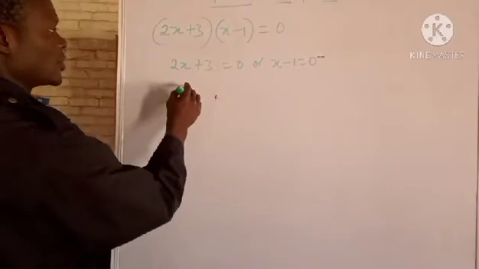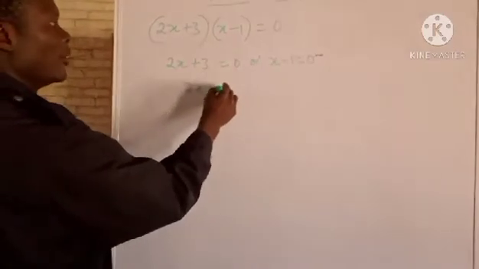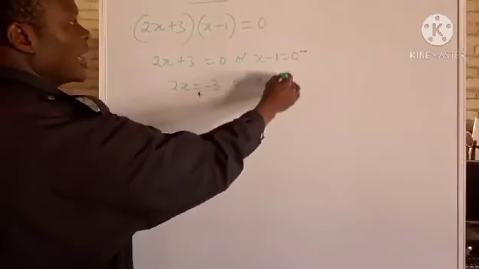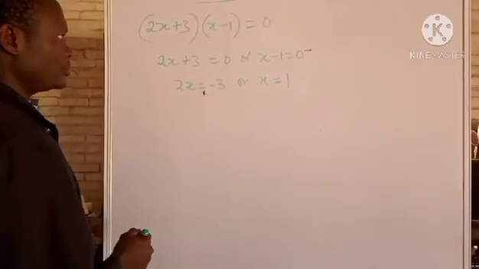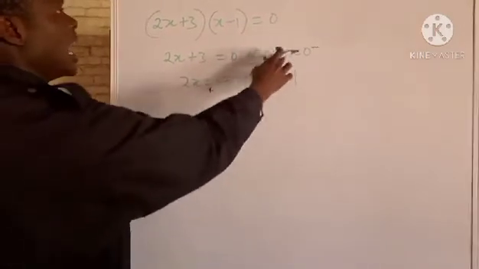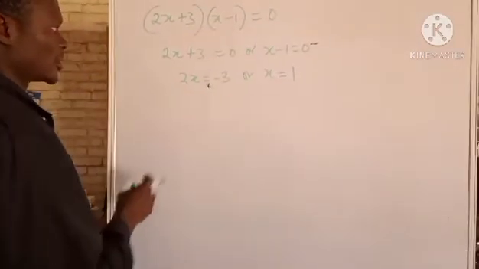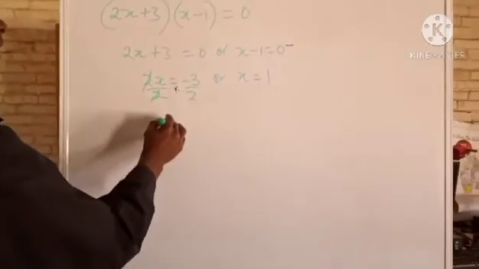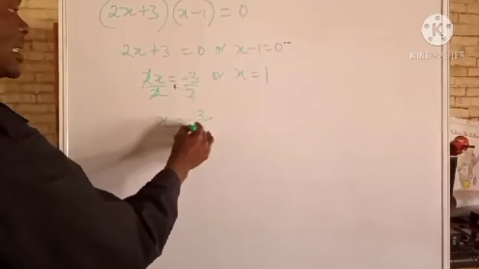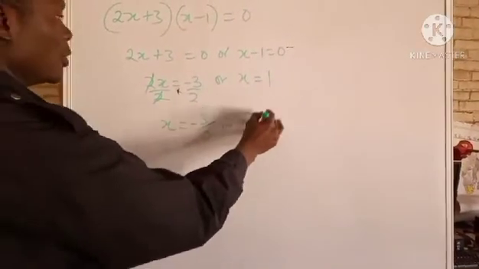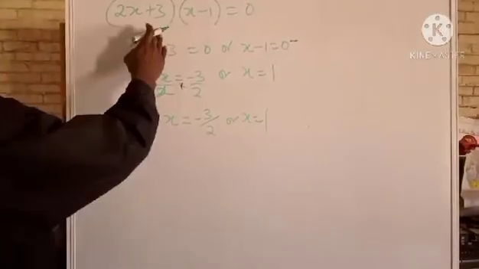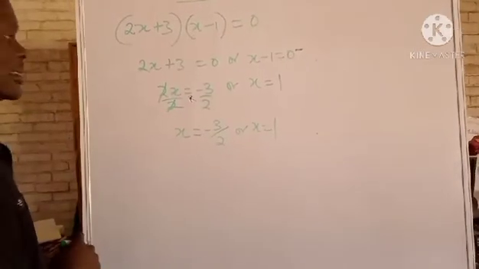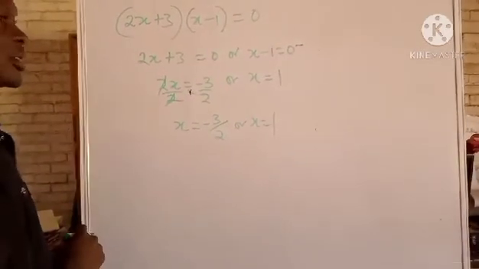When plus 3 crosses over, 2x is now minus 3, or when minus 1 crosses over, x becomes 1. When plus crosses, it becomes minus, and when minus crosses, it becomes plus. To find x here now, we divide both sides by 2, giving the values as x equal to minus 3 over 2 or x equal to 1. In a case like this, you do not need to multiply the brackets. Just make each equal to 0, and the work is good.